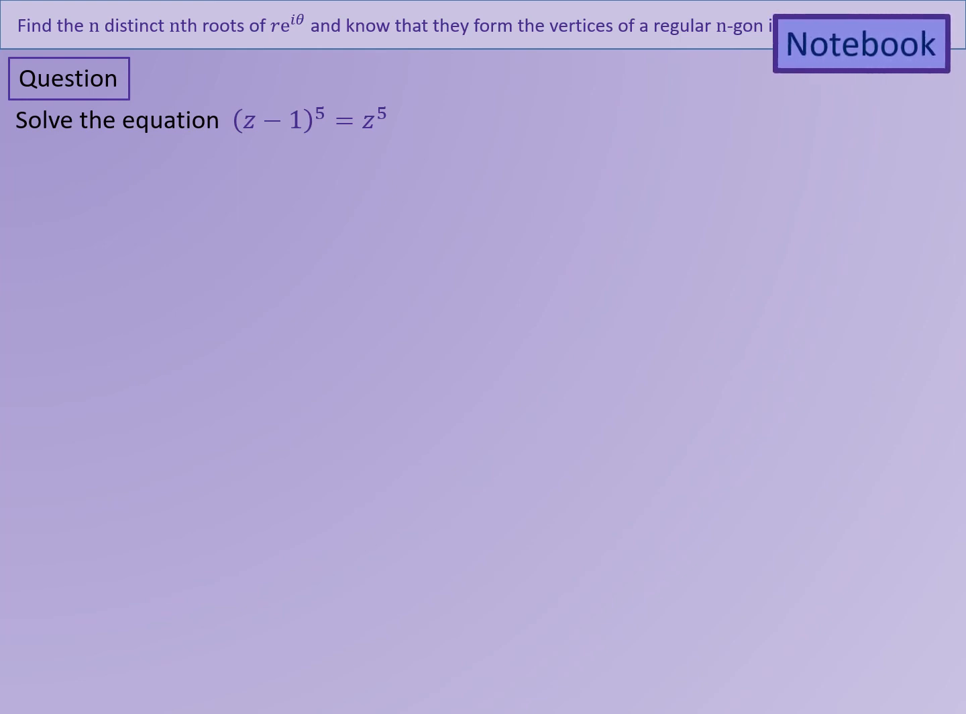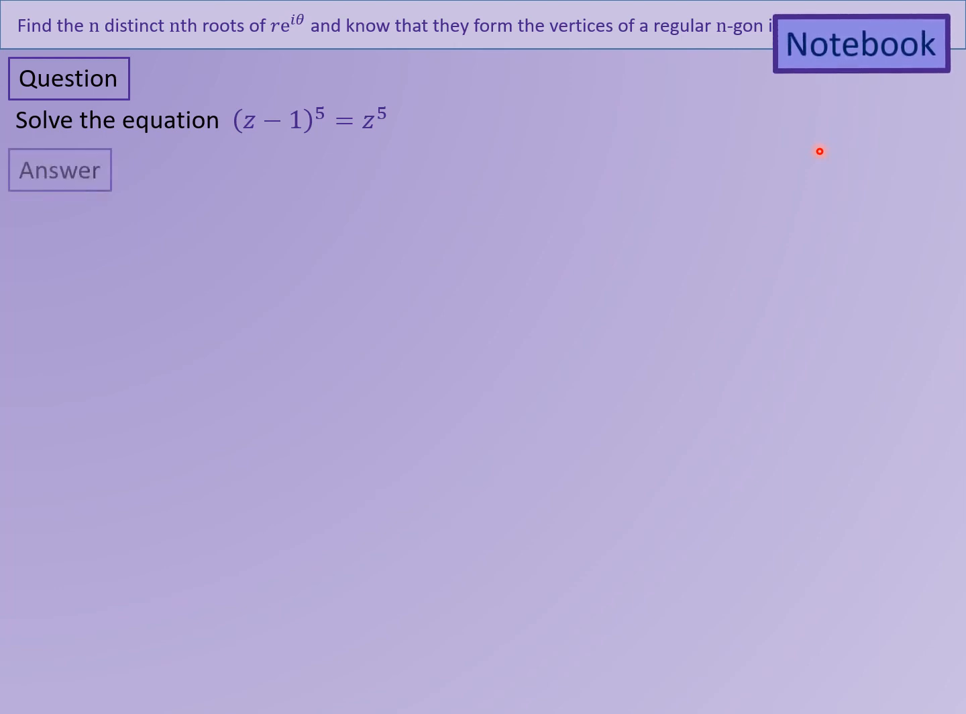So what makes this more difficult is the fact that you have got two things to the power 5 multiplied together. It's not just a nice easy z to the power 5 equals a complex number. Even z minus 1 to the power 5 equals a complex number is okay. It's when you've got two things, both to the power 5, that makes it more tricky.